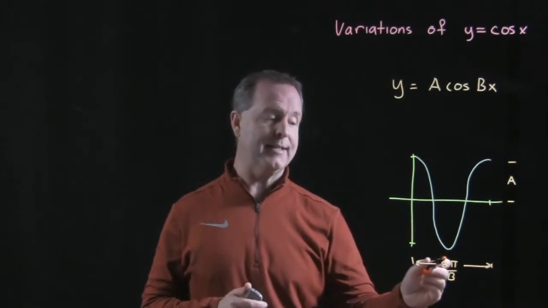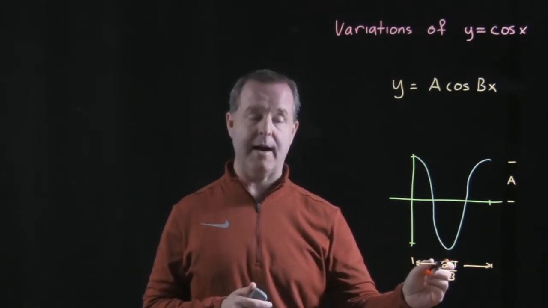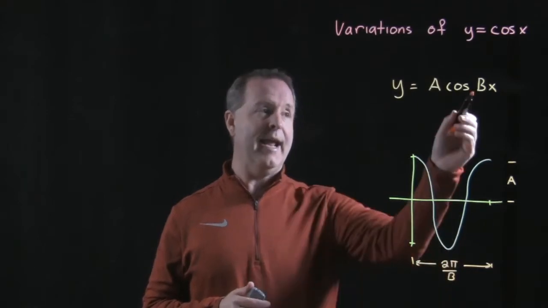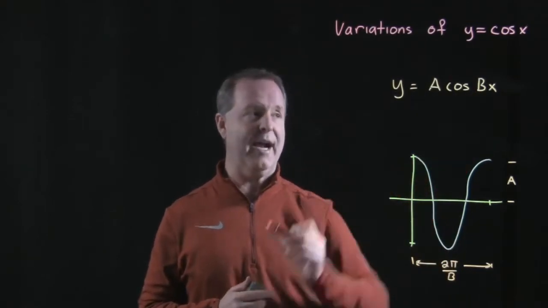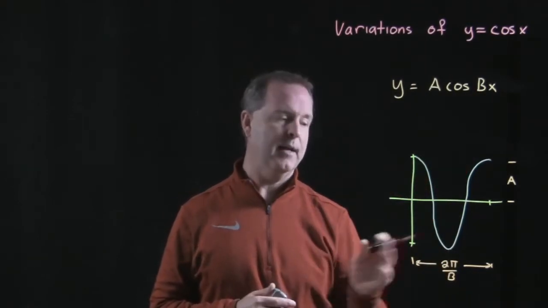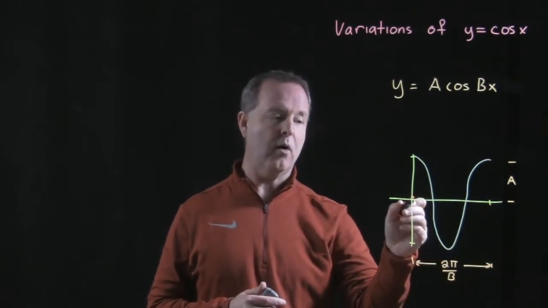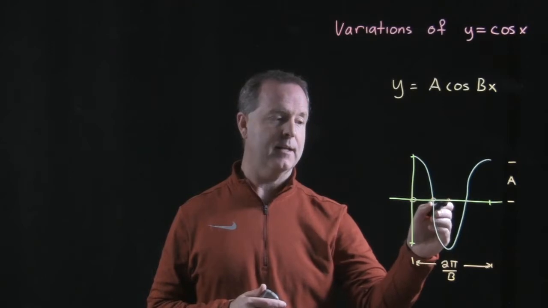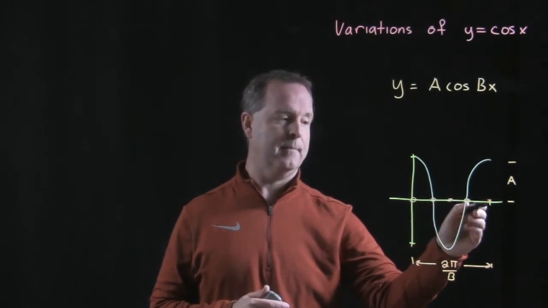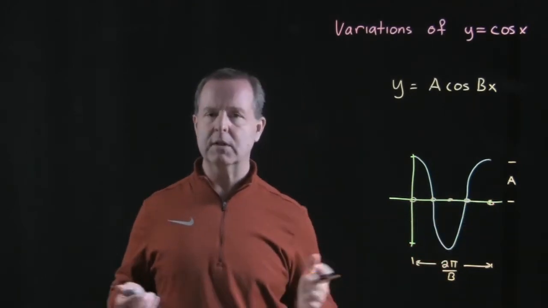We determine that by taking the full period of the cosine graph, which is 2 pi, and dividing it by the shrinkage factor, in this case b. That will help us determine the period, to determine where our 5 key checkpoints are. All right, so let's look at an example.